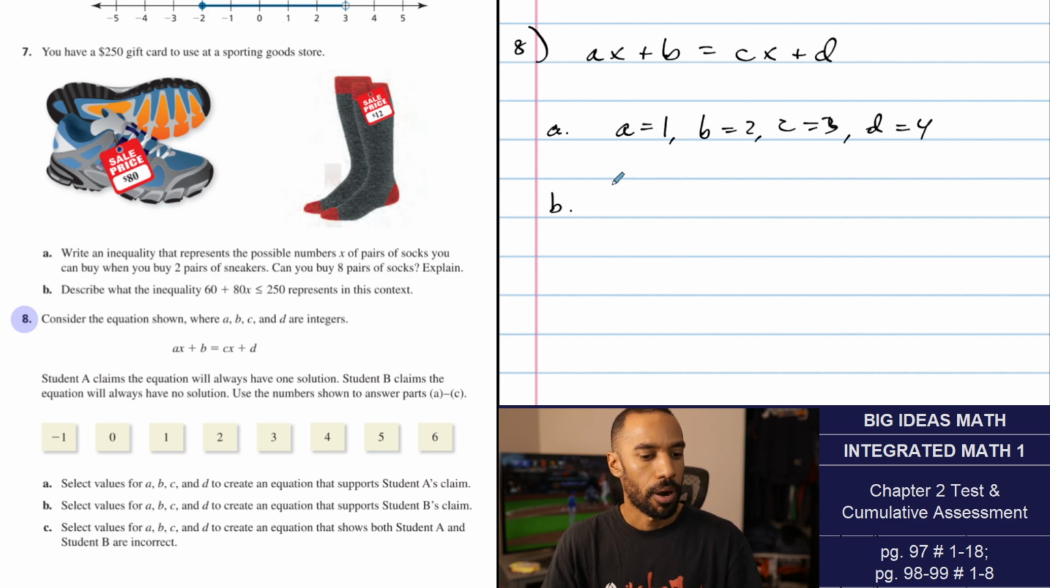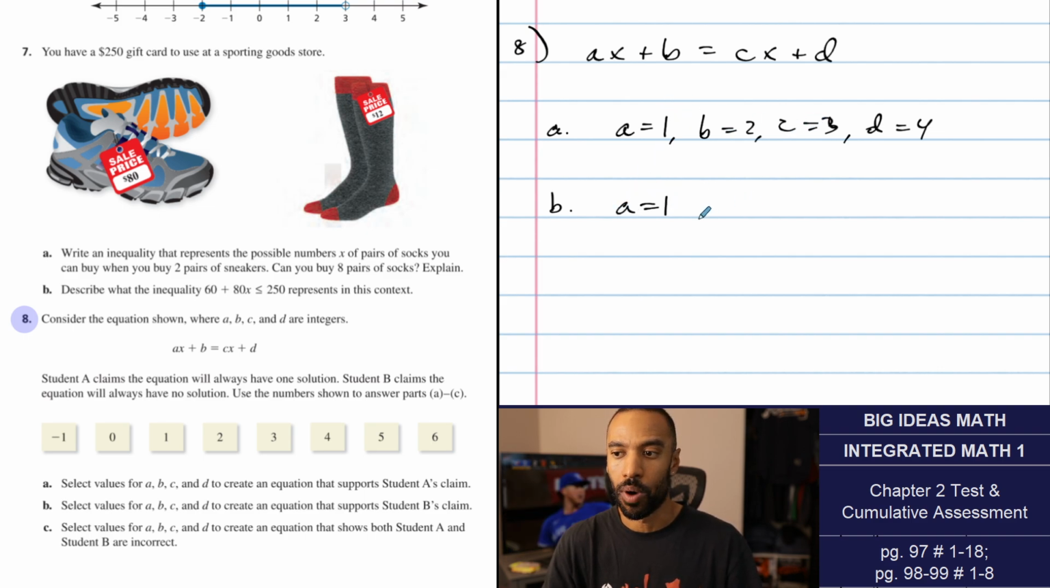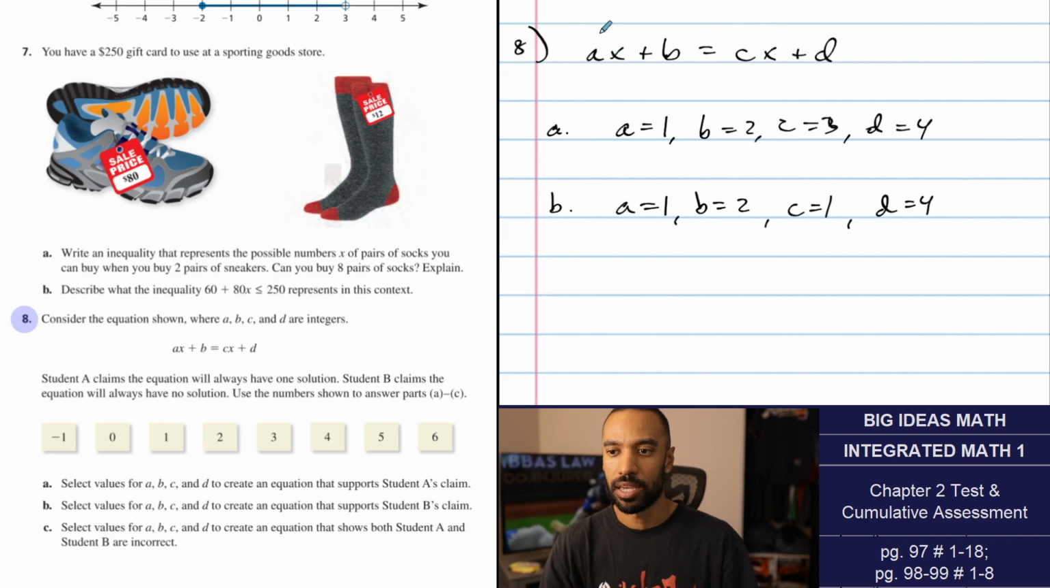Totally fine. Part B. Select values to support B's claim. To be no solution, B and D have to be different. A and C have to be the same. How about A and C are both 1 this time? And B and D are still just 2 and 4. This would make 1x plus 2 equal 1x plus 4. Subtract those. 2 equals 4 is not true.